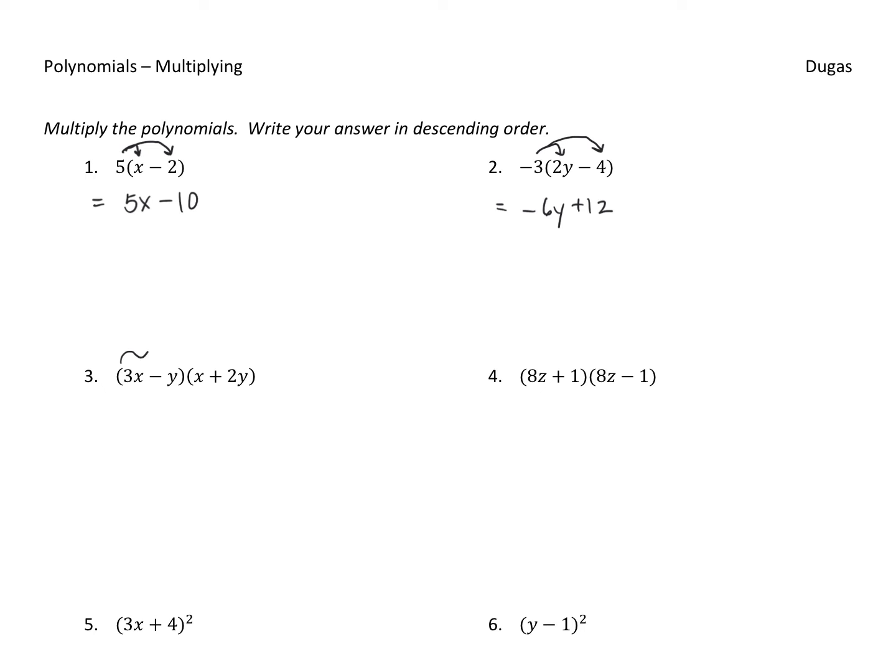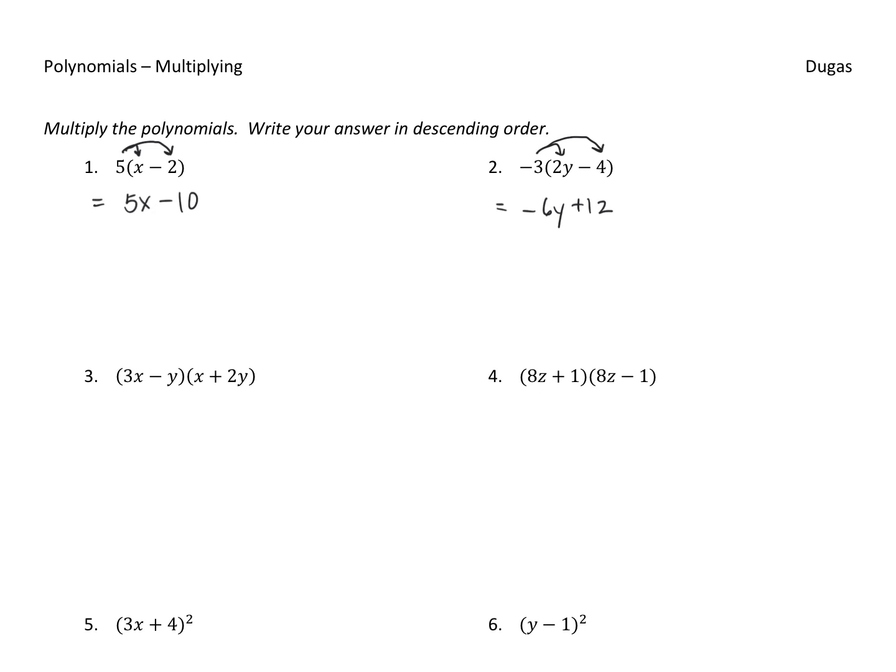Number 3, notice this time we have a binomial times a binomial. Right? We have 2 terms in this polynomial, and we have 2 terms in this polynomial. What we're really going to do here is make sure that every term in the first polynomial is multiplied by every term in the second polynomial. So we want to do it in an organized way.